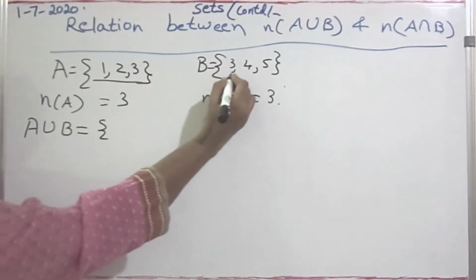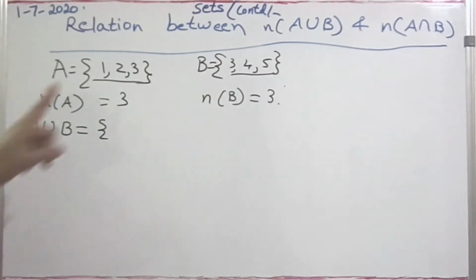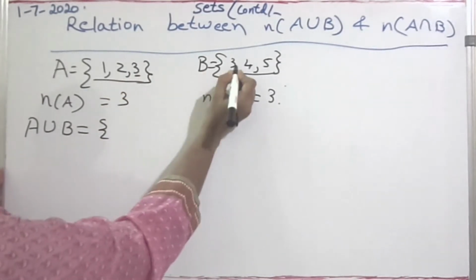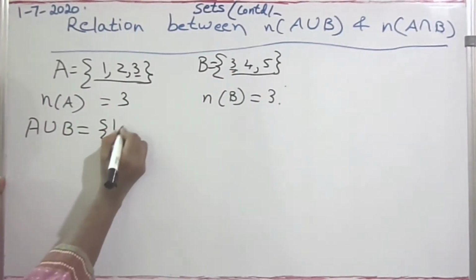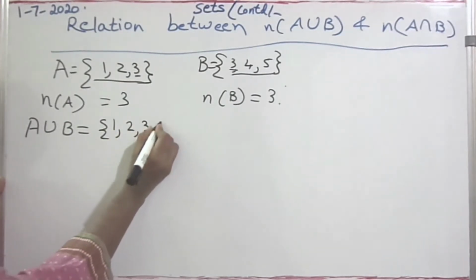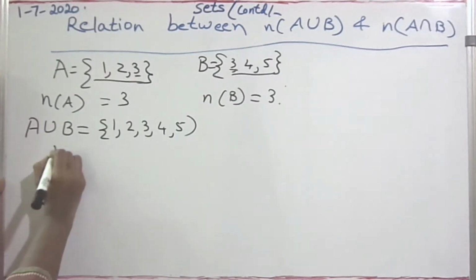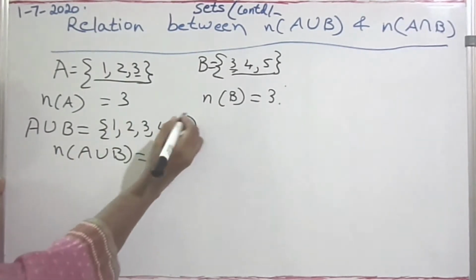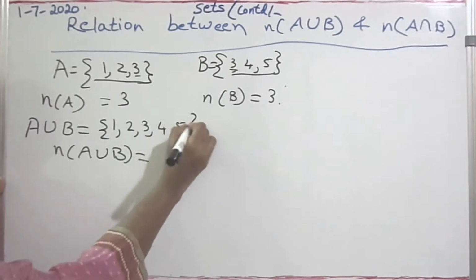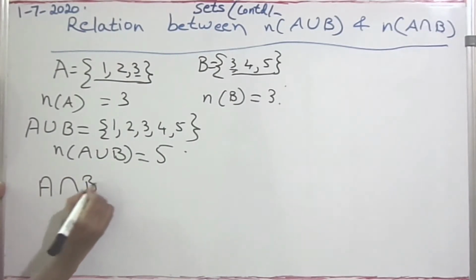Now let us find A union B. Union means joining; common elements are written only once. So which is the common element? 3 is common. That we will write only once. So A union B is how much? 1, 2, 3, 4, 5. How many elements are there in A union B? 5.